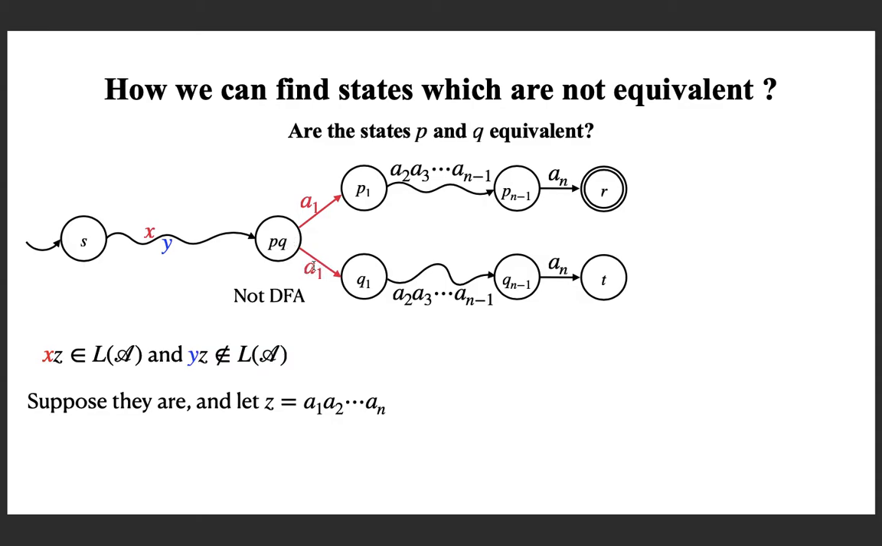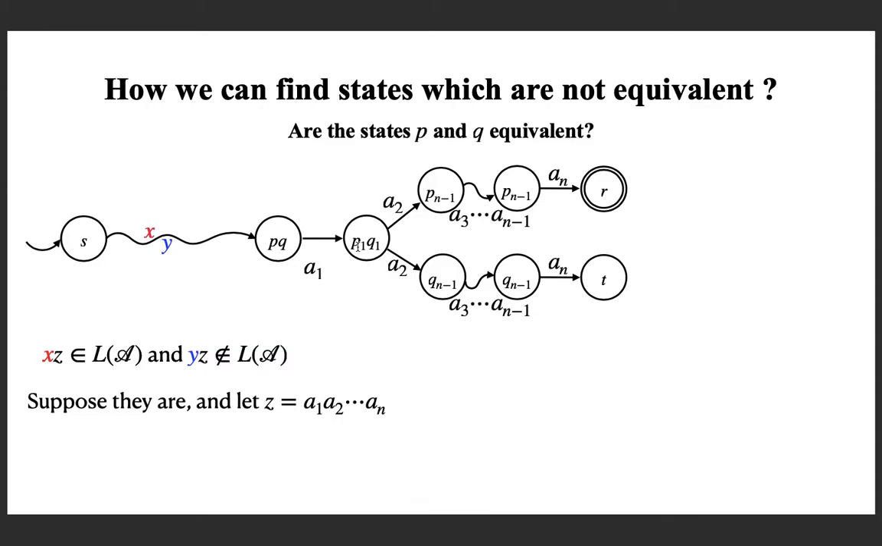For the same input symbol A1, two transitions are there from PQ. Hence it is not a DFA. Hence in order to make this a DFA, as a consequential effect of merging P and Q into PQ, we have to merge P1, Q1 as well. So this is the situation now.